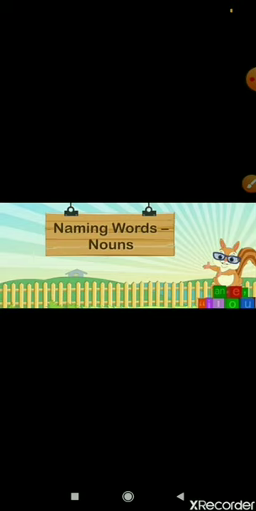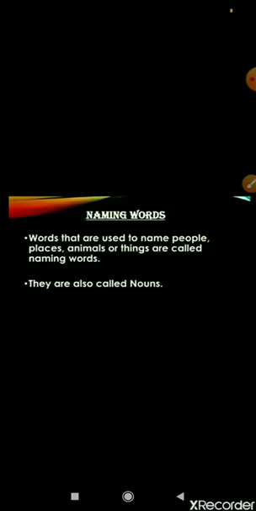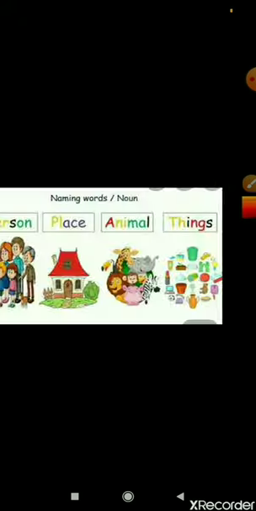Nouns are also called naming words. Now let's learn about naming words. Words that are used to name people, places, animals or things are called naming words. They are also called nouns. Everything in the world has a name, and all naming words are called nouns. Like person, place, animal, thing. As we read, the name of a person, place, animal or thing is called a noun.